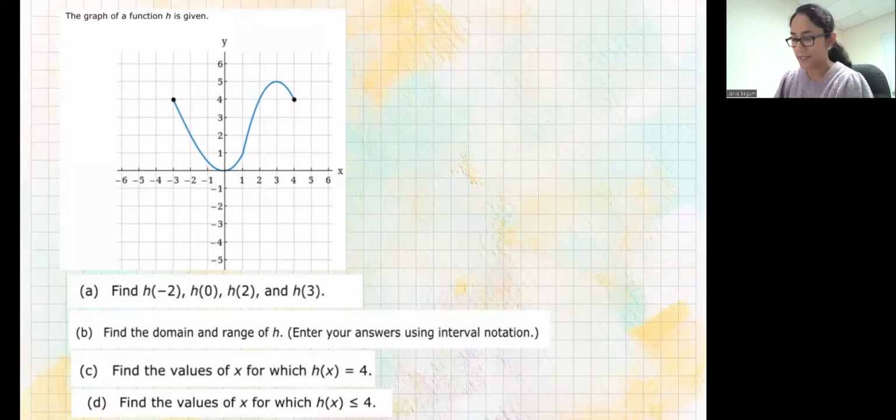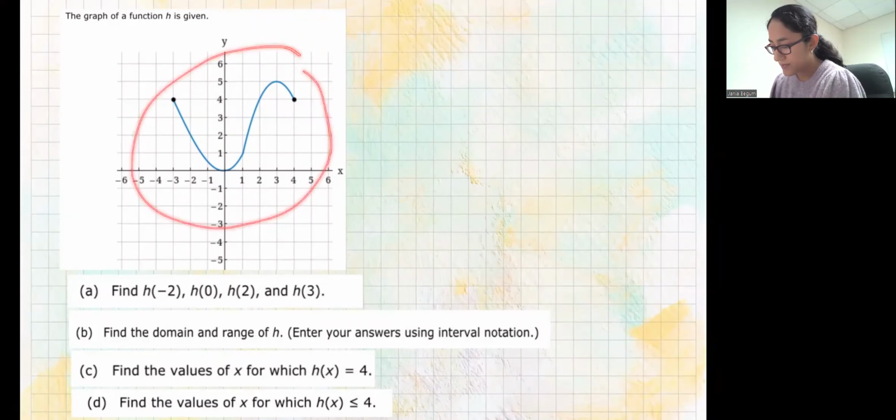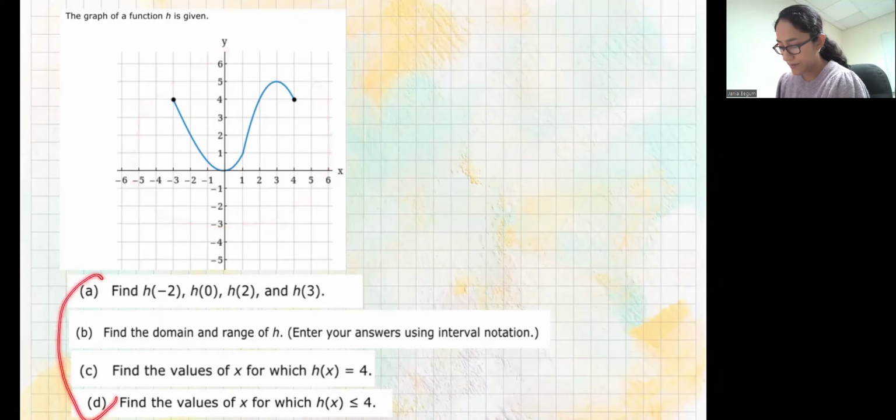Let's take a look at this example. So here we have a graph of h of x given to us right here. And using this graph, we want to answer parts A to D. So let's take a look at part A. For part A, we want to evaluate this function at these specific values.